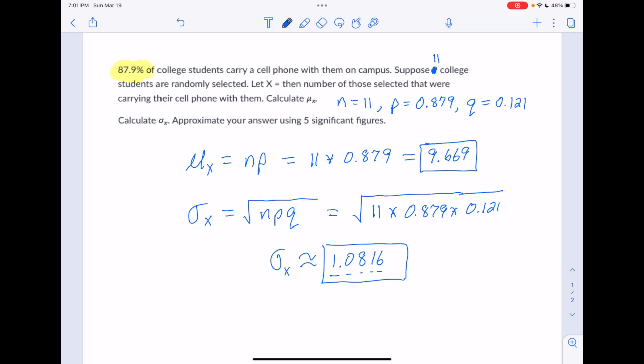Just remember these shortcut formulas, mu equals np and sigma equals the square root of npq, only apply to npq questions, which are success-failure ones. And in this case, we're in that situation because we're sampling 11 people, and then we're letting x be the number of them that have a certain trait. And when you're in that situation, that's the npq situation. That's where the shortcut formulas apply.